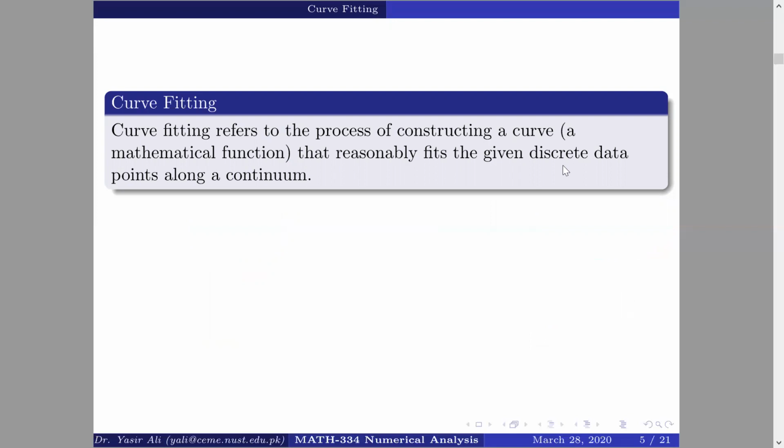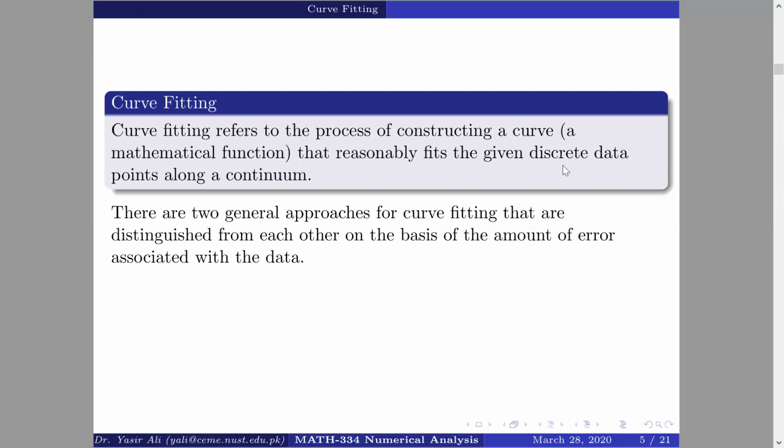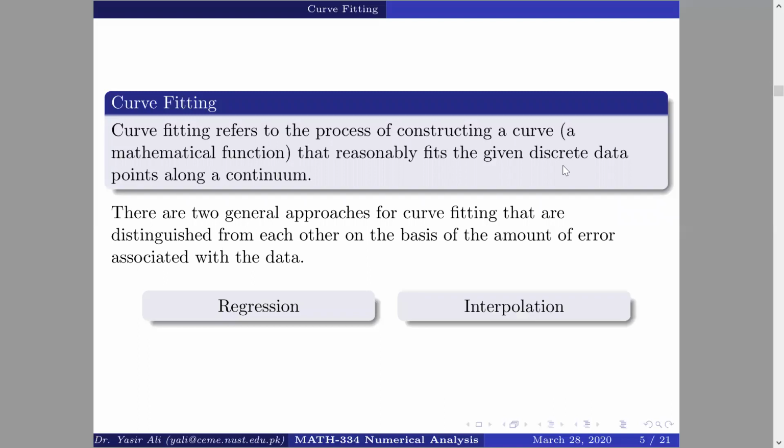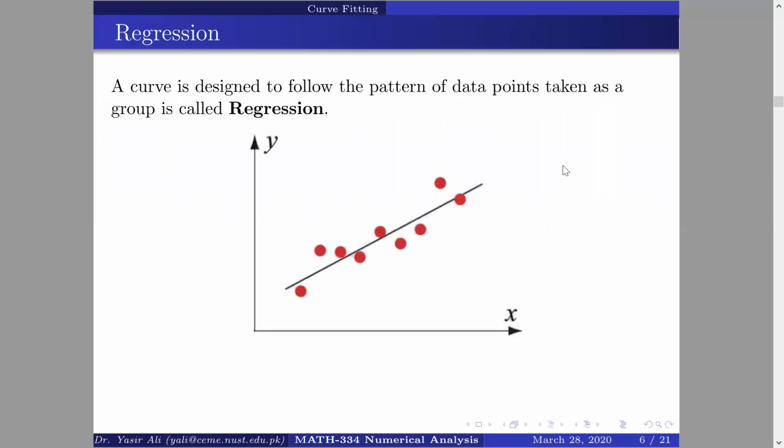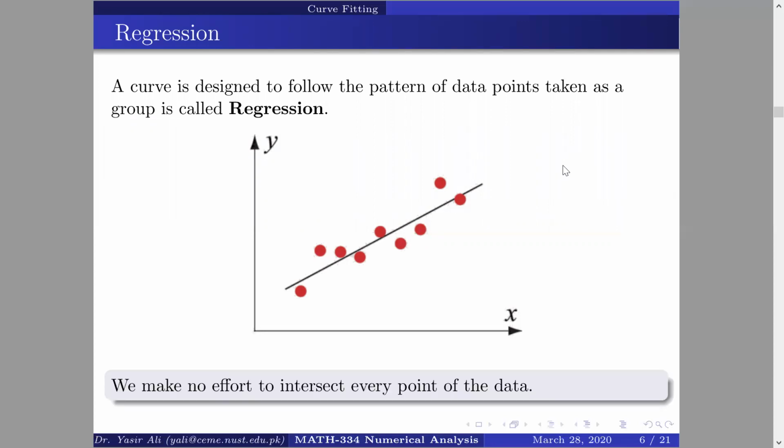Curve fitting is a process in which we try to fit a curve that gives us the behavior of the data. Depending upon the amount of error associated with the data, there are two approaches used in curve fitting. Number one is regression, and number two is interpolation. Regression is a curve which gives us the trend of the data, and in regression we are not interested in intersecting every point of the data.